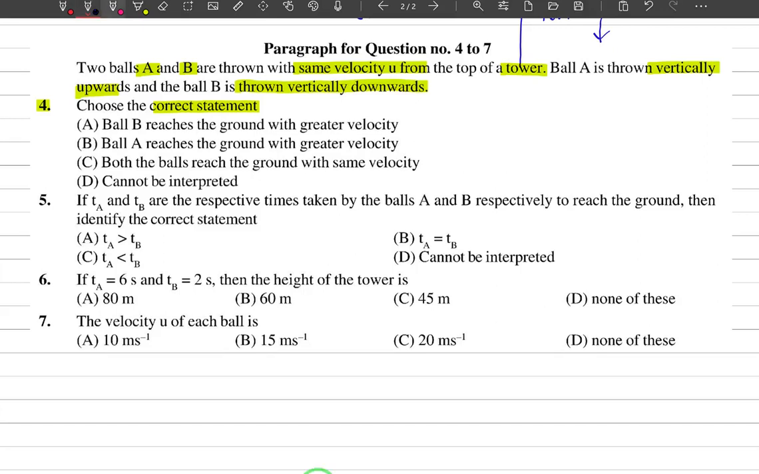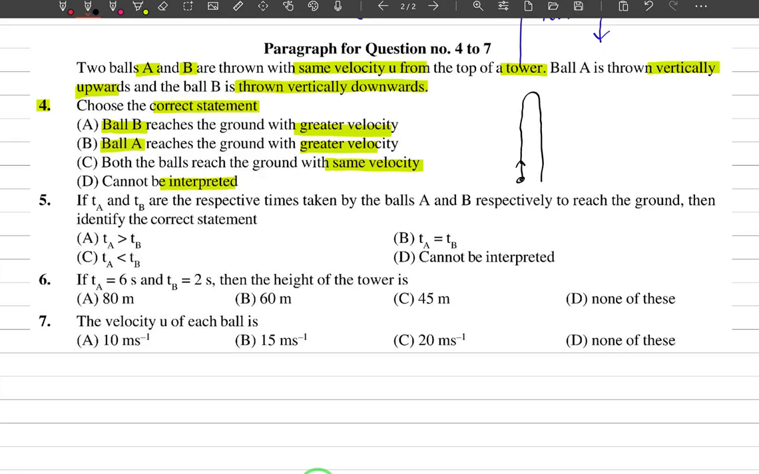So what is that? Ball A reaches the ground with greater velocity, B reaches with greater velocity, then A reaches with greater velocity. Both balls reach with the same velocity and cannot interpret. See, both balls will reach at same velocity. Why so? The ball is thrown from this position. It will go up and it will go down.